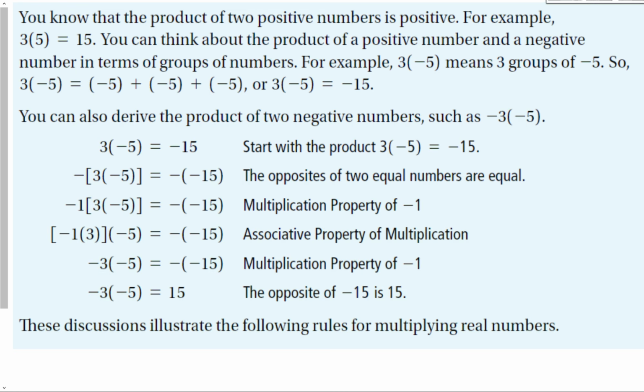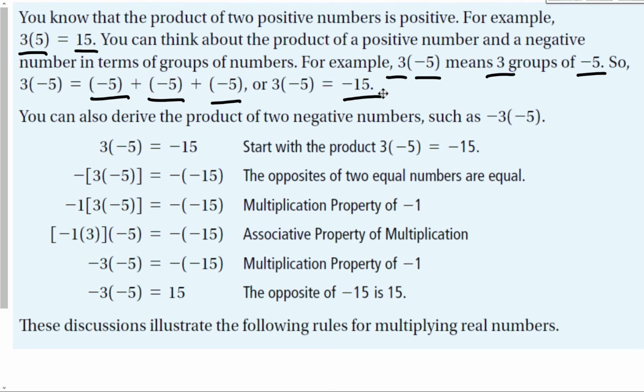Okay, so we know that the product of two positive numbers is positive. For example, 3 times 5 is going to give us 15. Positive 3 times a positive 5. We can think about the product of a positive number and a negative number in terms of groups of numbers. So 3 times negative 5 means 3 groups of negative 5. So that would be negative 5 plus negative 5 plus negative 5, or negative 15.